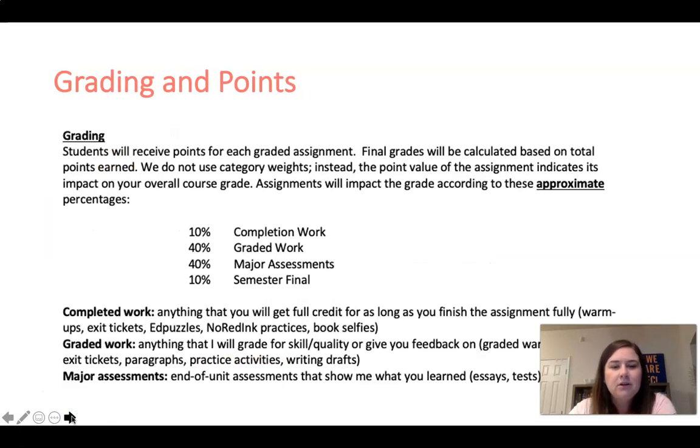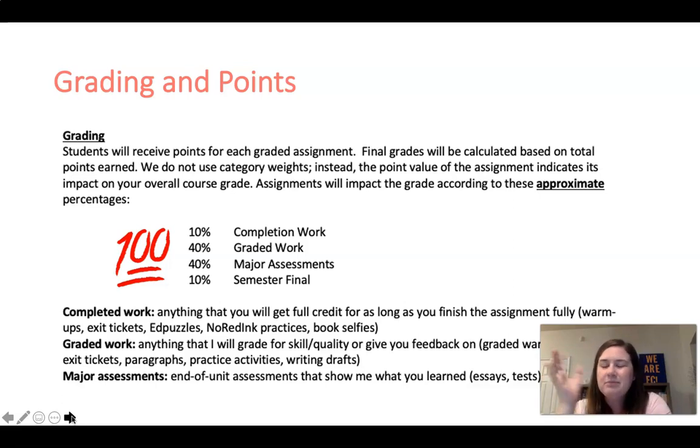So for grading for this class, we just use a total point value. I'll give you points for every assignment that you do, and then I have the total number of points, and your grade is the points you earned divided by the total points available, and that gives you a percentage. Students tend to like this because it lets you know really quickly and easily how much an assignment can impact your grade.